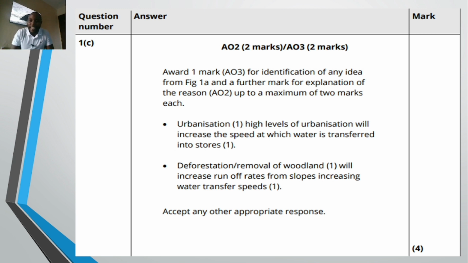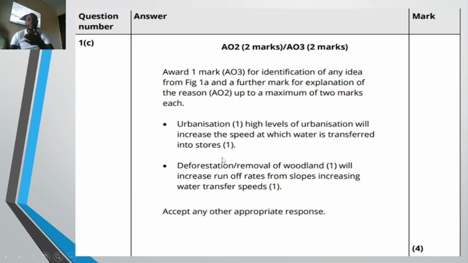We have the pavements there, we have the houses that are made of concrete. You see, it's not going to allow water to percolate. Understand? So when you explain in that form, you're going to get a mark. So higher levels of urbanization will increase the speed at which water is transferred into stores. Why? It increases the surface runoff. Because when water does not percolate into the ground due to these built-up areas, it's going to increase that surface runoff. So it will increase the speed at which water is transferred into stores.